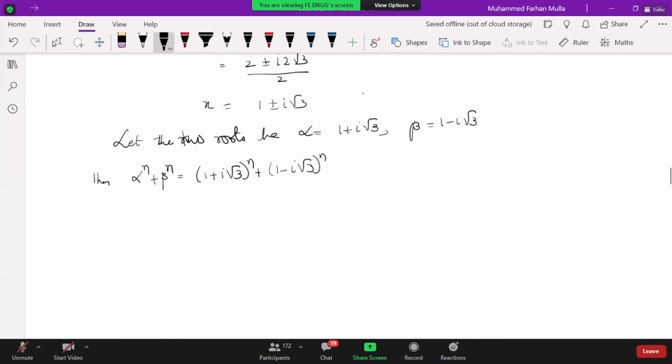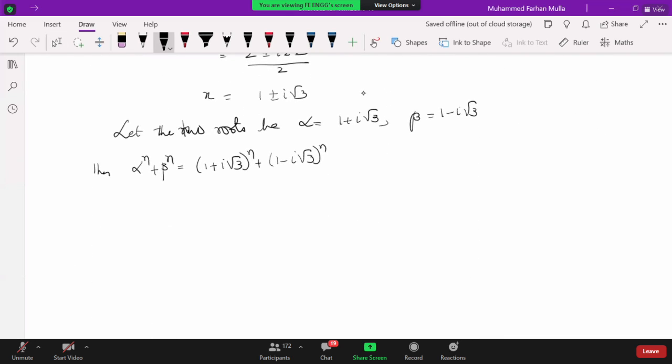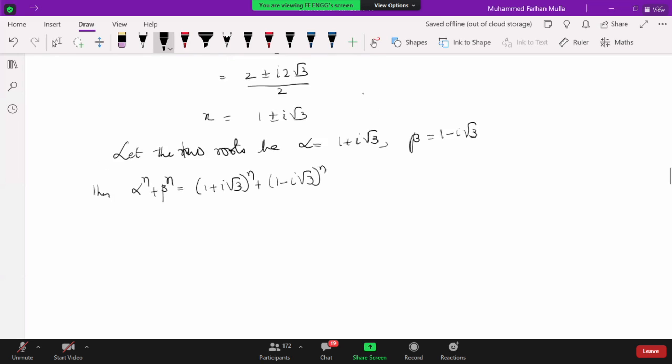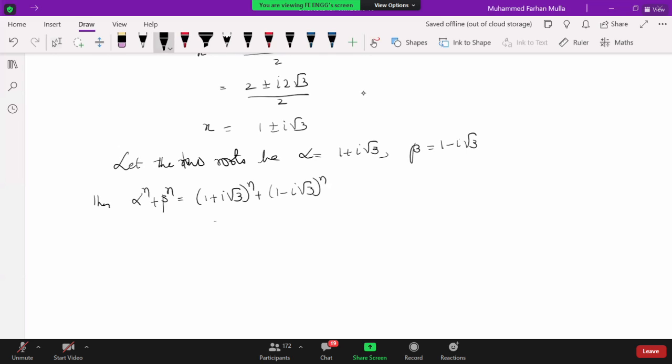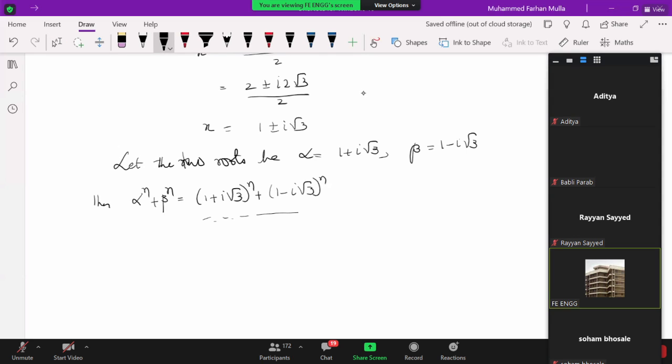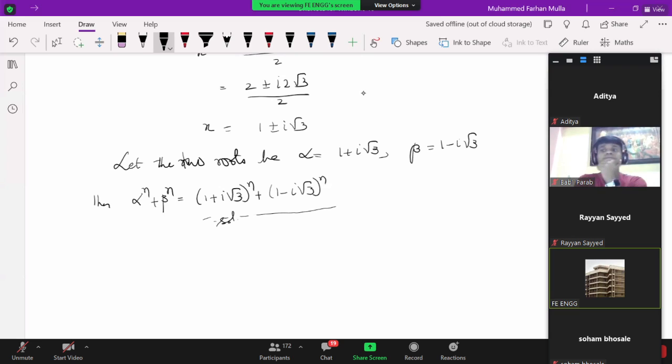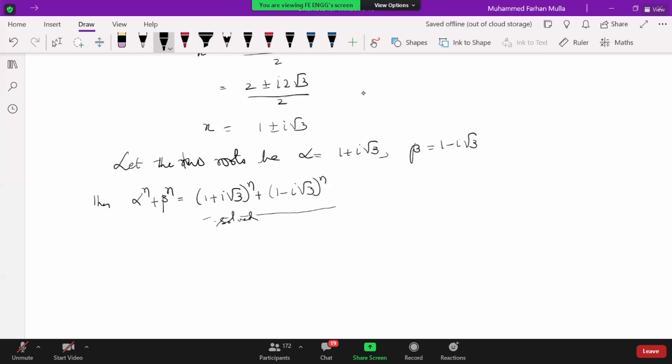So therefore I can write here directly that alpha raised to n plus beta raised to n is equal to directly, the reason is we have done it. So I write here, already covered. So this is nothing but 2 raised to n plus 1 into cos of n pi by 3. So therefore here we have alpha raised to n plus beta raised to n equal to 2 raised to n cos n pi by 3.